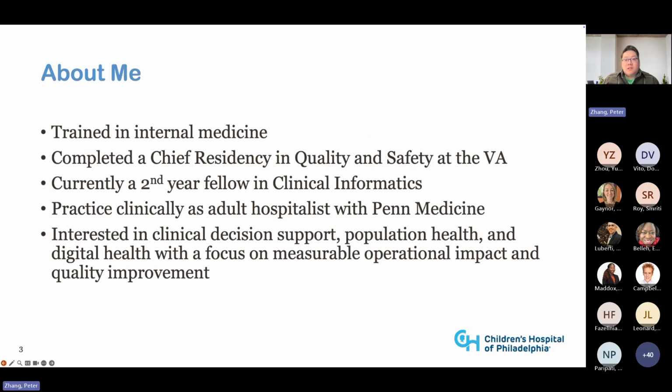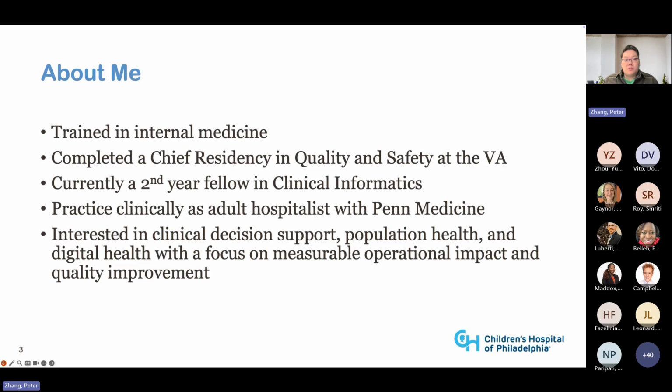I'll go over this quickly since Tony did a great job introducing me. I wanted to highlight that before I discovered the field of informatics, I was very interested in quality improvement, and I completed a year of chief residency through the VA's national program. And that's really how I got introduced to informatics. I realized there were a lot of similarities between quality improvement and informatics.